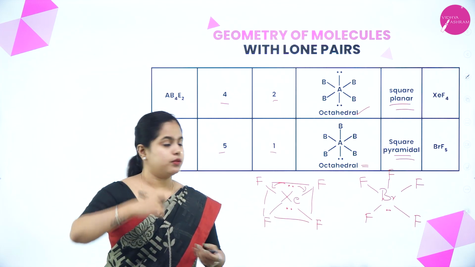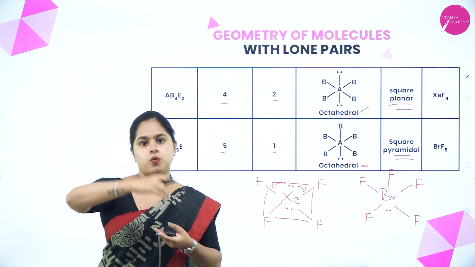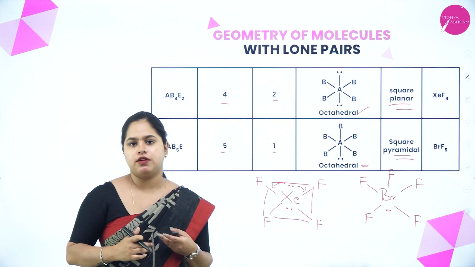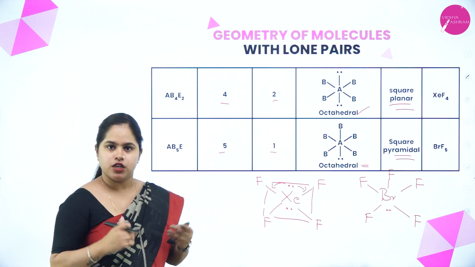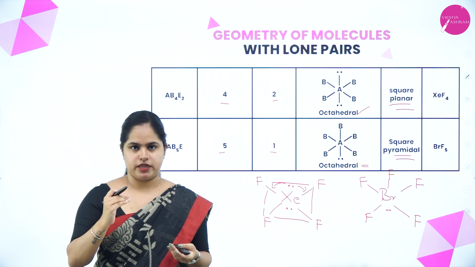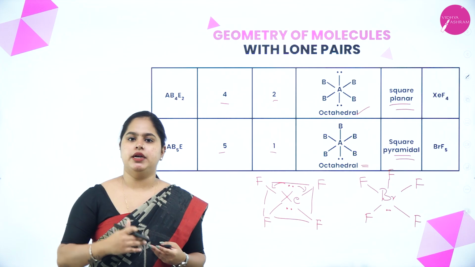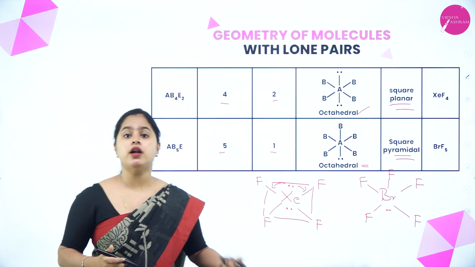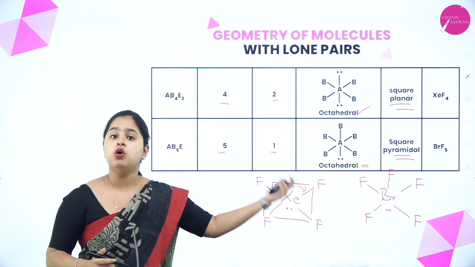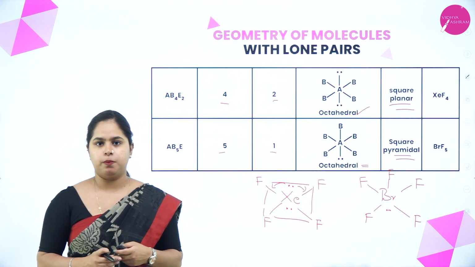And on the top, one BrF bond will be present on the top, forming a pyramid, and the lone pair will be present on the bottom. So you can imagine, right, a square and on top of it a bond is present. So hence square pyramidal. So 5 bond pairs and 1 lone pair is present. The shape will be square pyramid, even though the geometry is still octahedral.